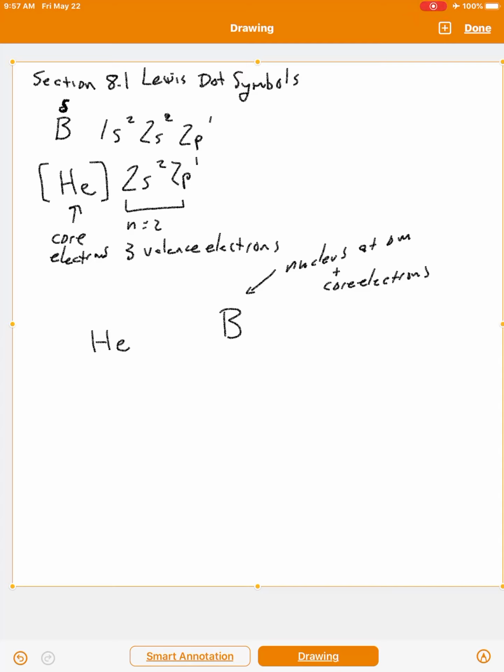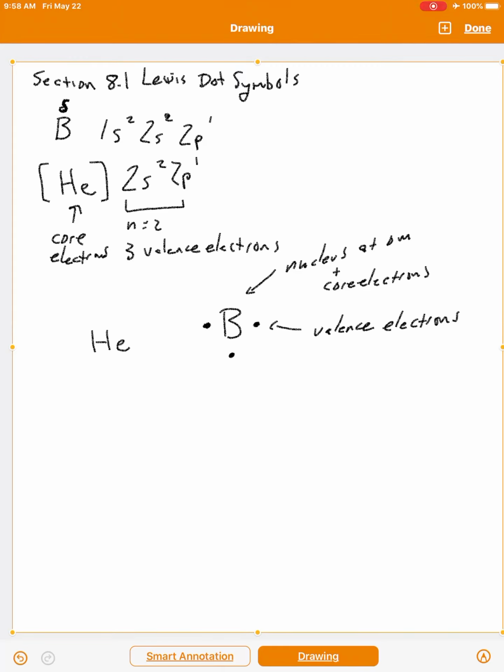Then we represent the valence electrons as dots written around the symbol. So these are valence electrons. The idea here is that the nucleus of the atom and the core electrons are represented with the symbol of the element. And then the valence electrons are represented with these dots that, as you can see, are distributed individually around the symbol. Let me show you another example.